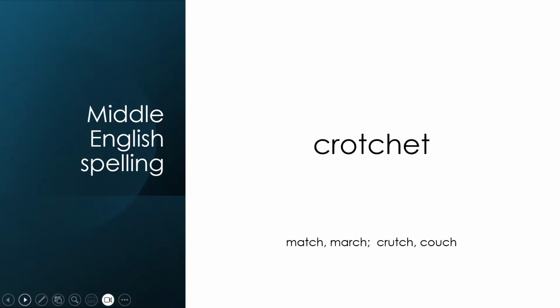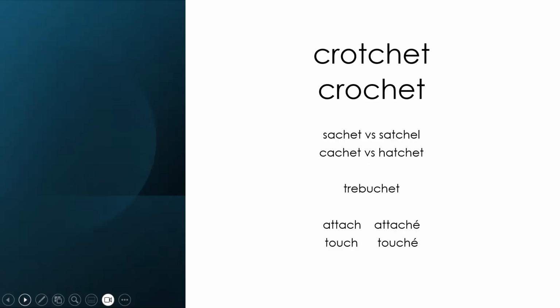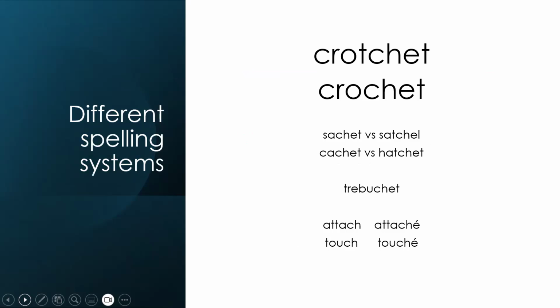In this strand, TCH and CH both make ch, as in match, march, same ch sound, crutch, couch, same ch sound. Do we really need that T? Let's take it out. But in doing this, we have changed the whole word. It is now a pattern from the French strand of the language.